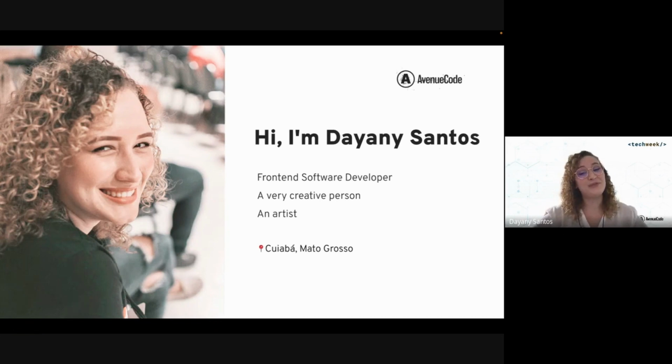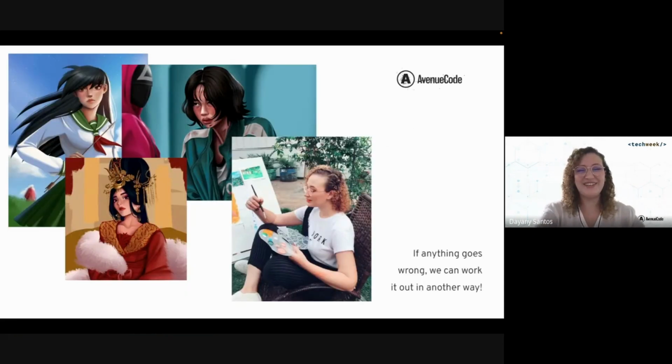Okay, so I am a front-end software developer. I'm a very creative person, and this is usually why I lose my sleep. And I am an artist, and if you don't believe it, I can prove it. So these are some of my drawings, but I love to do watercolor paintings when I'm in my free time. It is my therapy. And if anything goes wrong as a developer, I think I can work it out in another way.